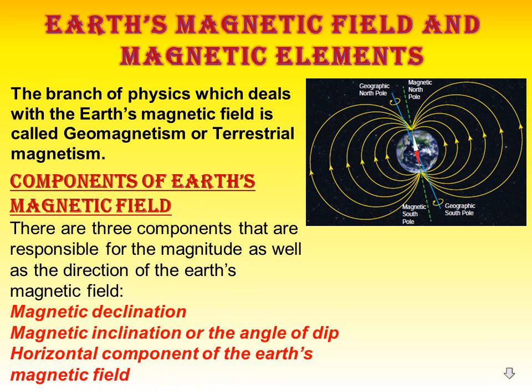Then components of Earth's magnetic field. What are the components we can see in the Earth's magnetic field? There are three components that are responsible for the magnitude as well as the direction of Earth's magnetic field. One is magnetic declination, another is magnetic inclination or the angle of dip. The third one is the horizontal component of the Earth's magnetic field.